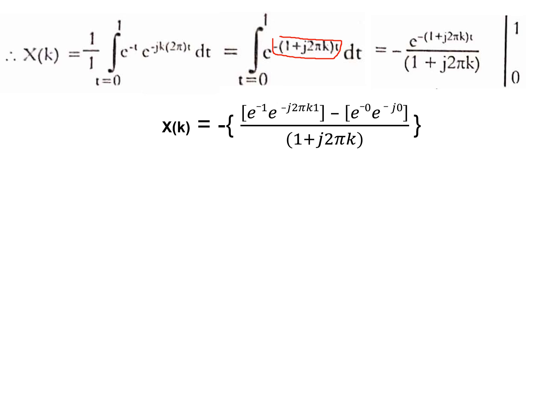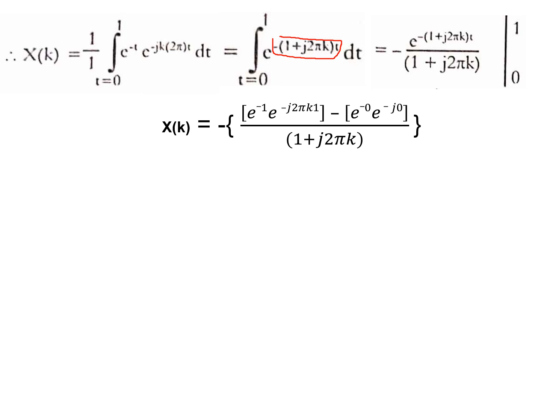When I expand the power, I get e power of minus 1 into e power of minus j 2 pi k. In the place of t, I'm writing 1, the upper limit, then minus e power of minus t, therefore it is 1 here because t is 1. Here t is 0, e power of minus 0 into e power of minus j into 0, because here t is 0, therefore everything becomes 0.